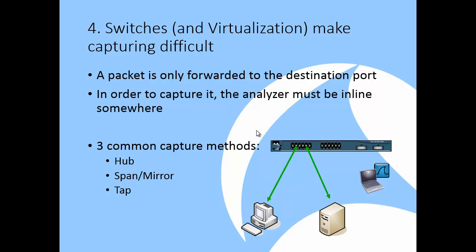So in order to capture a packet, the analyzer needs to be in line somewhere. In our screenshot here, if that PC and that server are having a conversation through that switch, our analyzer, which is sitting out in space there, could not just simply plug into a standard switch port and be able to see everything that we hope. Instead, we need to use one of the 3 common capture methods to get our analyzer in line.